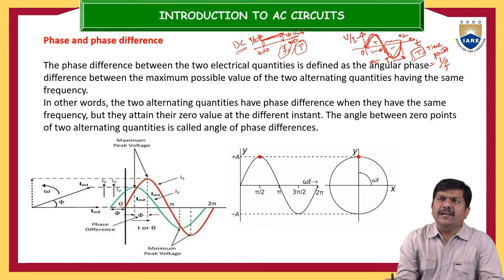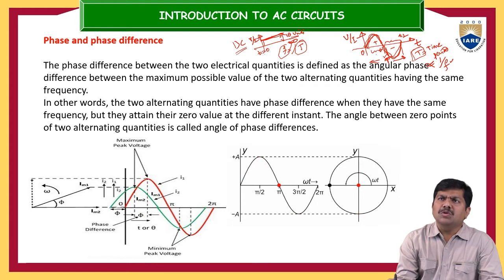So one set of alternating quantity can be spread on the system for a time period of capital T. The time period capital T is inversely proportional to the frequency. So frequency is definable, so automatically time period is also definable. All the alternating quantities will have some frequencies.